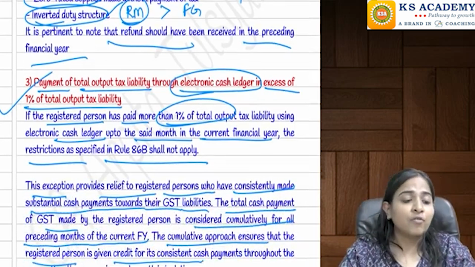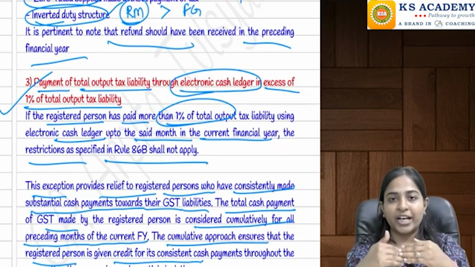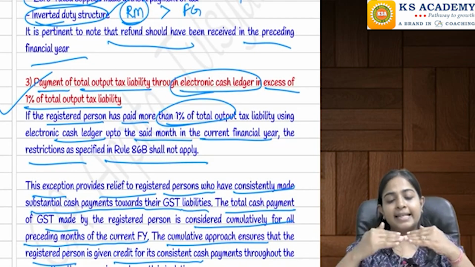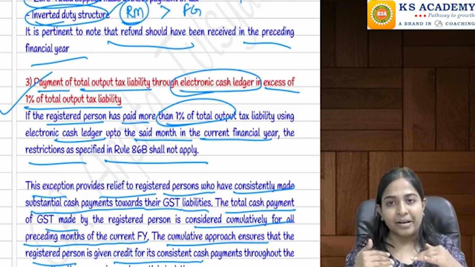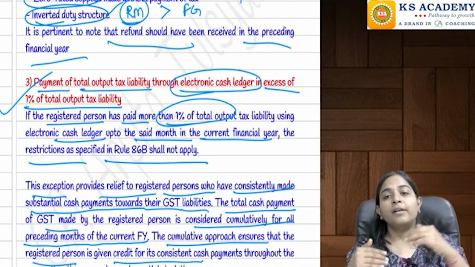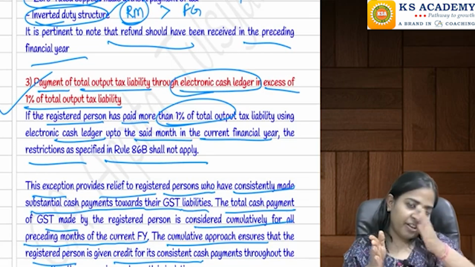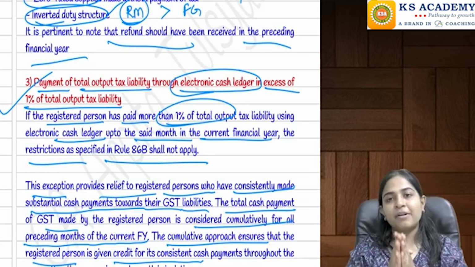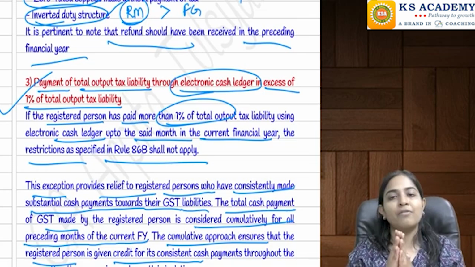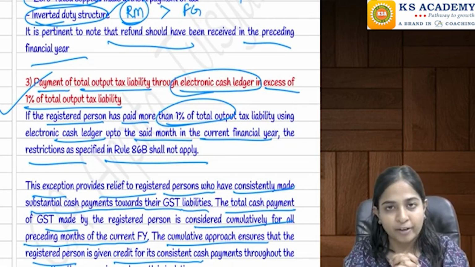Third one is where we have to check it for every particular month. Let's say we are in the month of November, and the year started from the month of April. Now we are checking it for the month of November. For November we have to check whether the supply in November was more than rupees 50 lakhs. If yes, then 1% should be paid by way of electronic cash ledger.